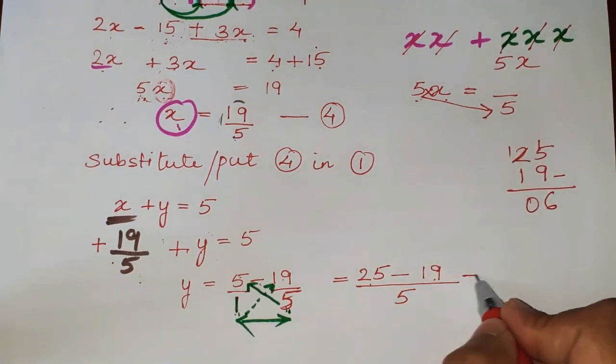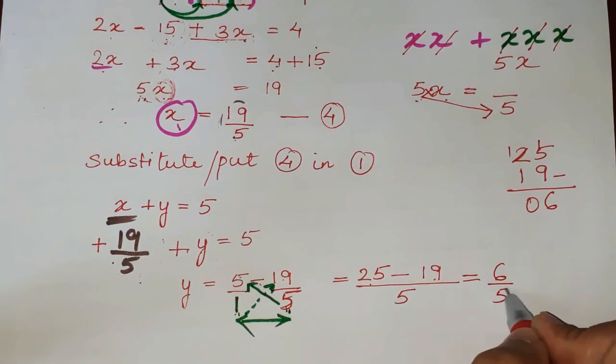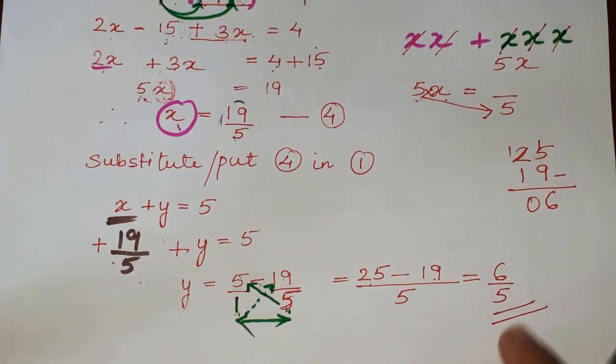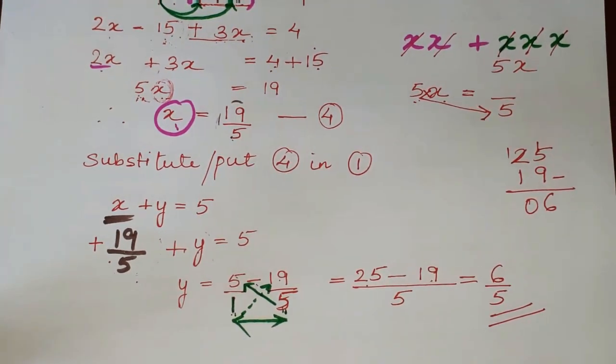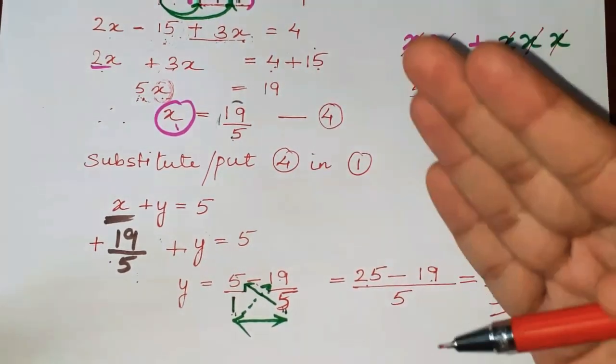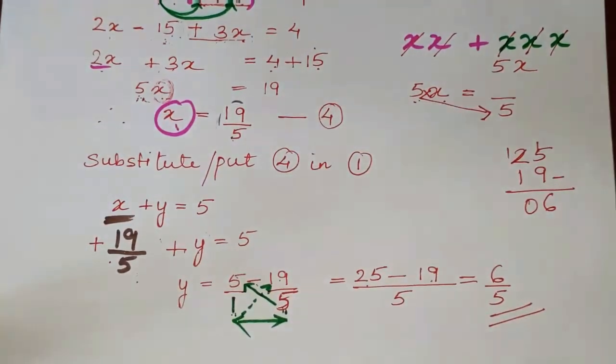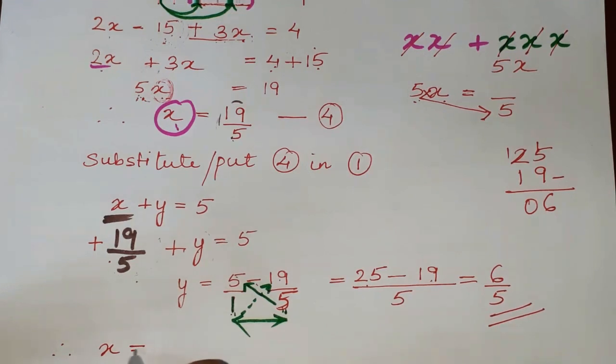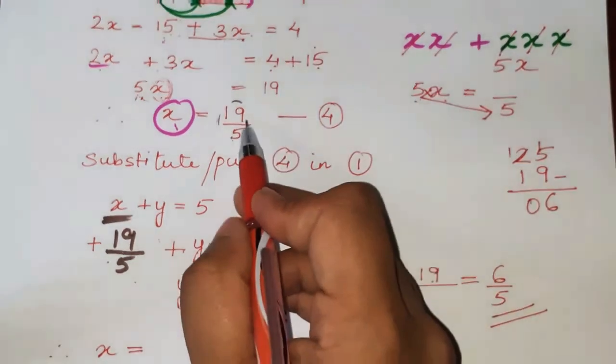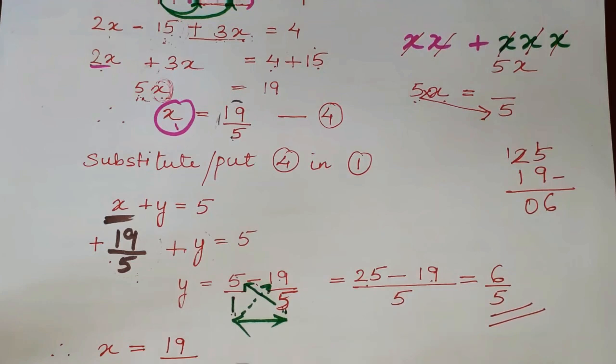So the answer that we get is 6 upon 5, and this is nothing but the value for our y variable. So in this method of substitution, we actually create a value and then put that created value in the equation in order to find the values for x and y, and this is nothing but the substitution method. So let's put down the final statement: therefore x is equal to 19 upon 5 and y is equal to 6 by 5. Okay, that's it.